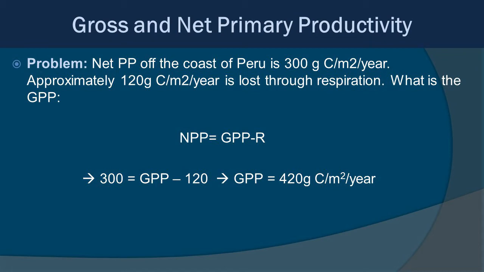So here you go. You have NPP equals GPP minus R. We want to find GPP. So we start plugging in the data as you see below. 300 equals GPP minus 120. So we rearrange the equation, we add, and we get 420 grams of carbon per meter square per year of gross primary productivity.